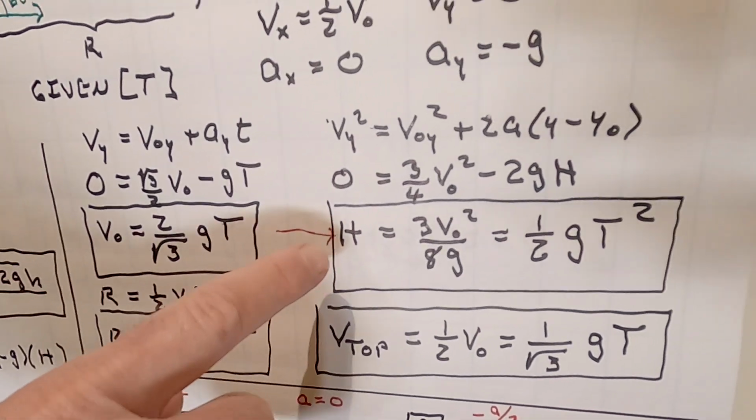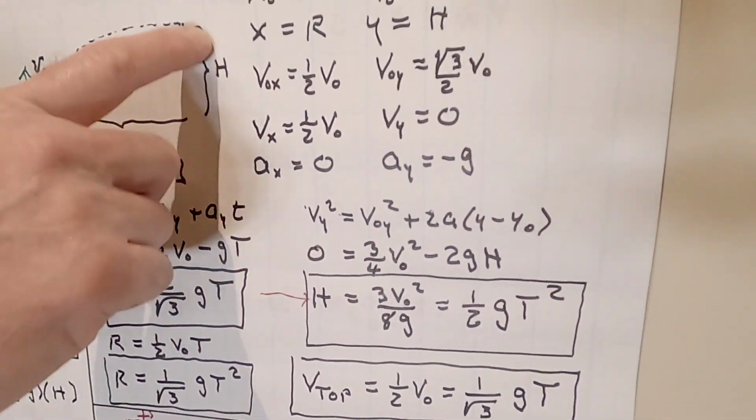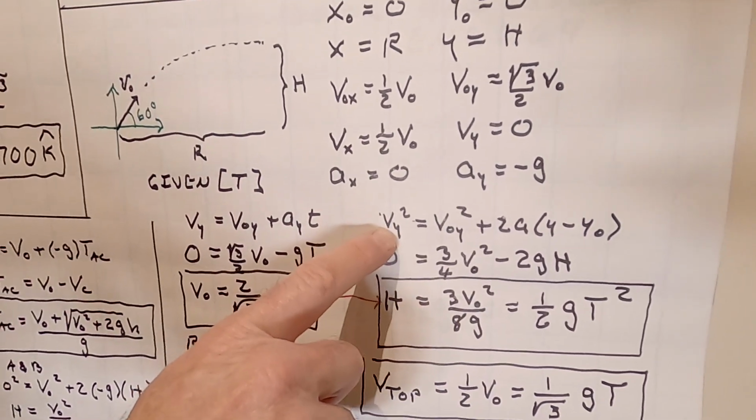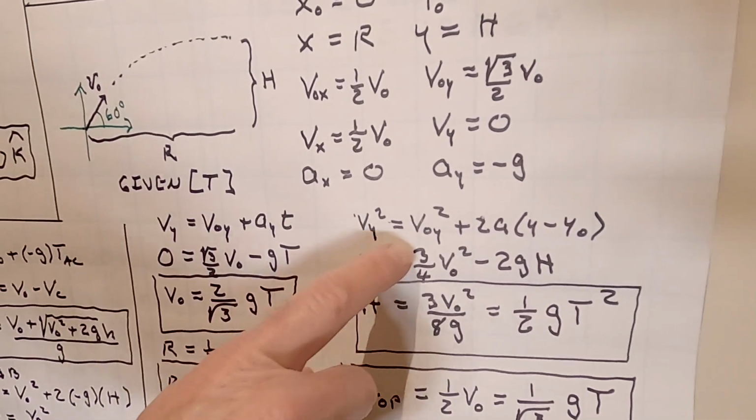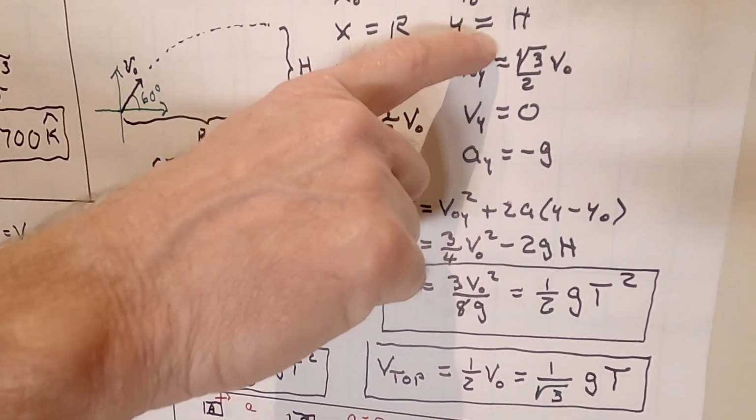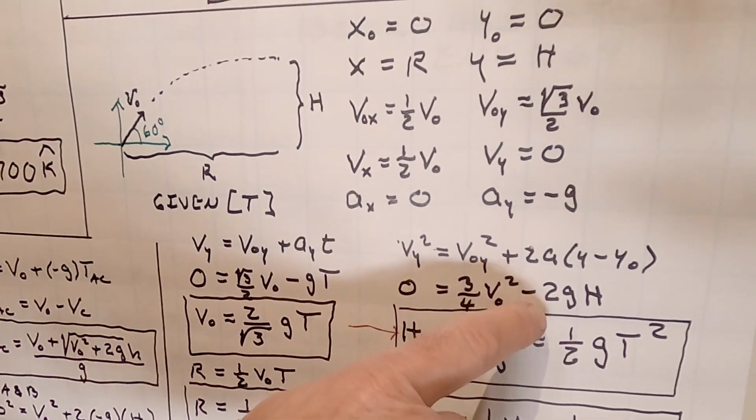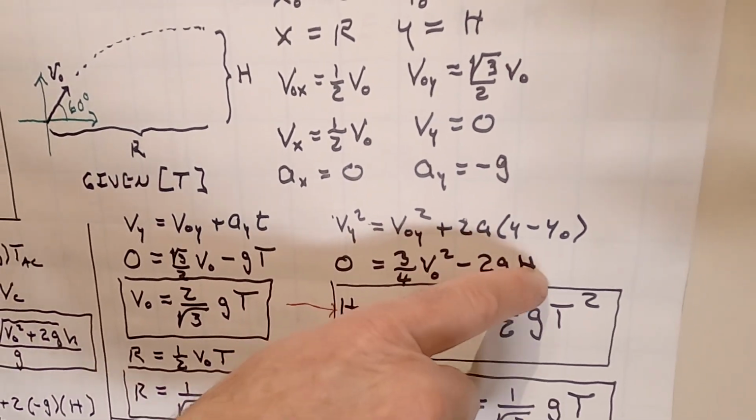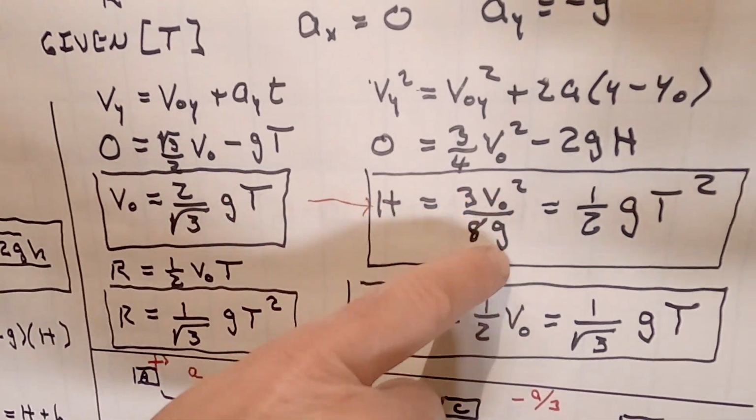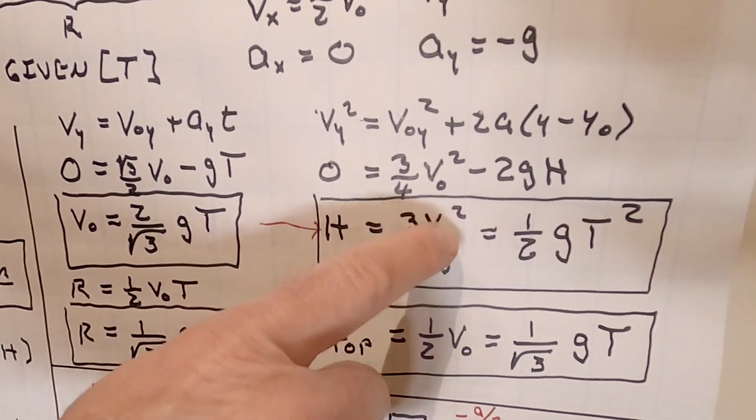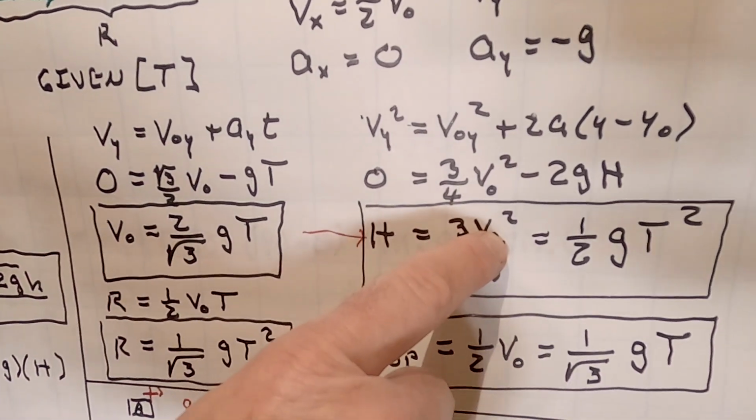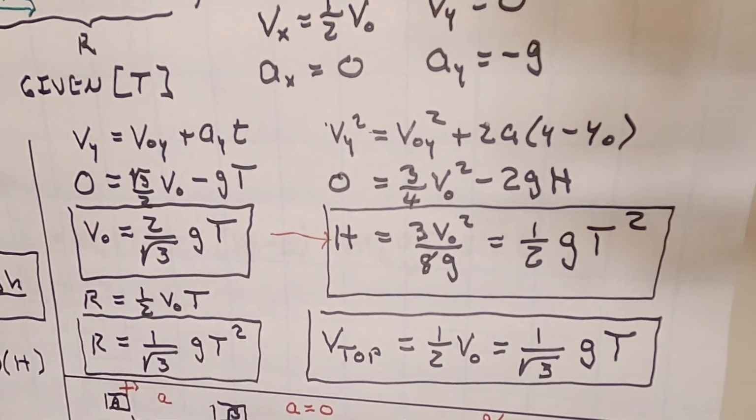Over here, we also wanted to find the height right here. We'll plug in this equation. We could have used another one, but we'll just plug in this. We know Vy is 0. We know V naught y squared, V naught y is this, it's 3/4 V naught squared, plus 2 times minus g, so that's minus 2gh. So we can solve for h: 3 V naught squared over 8g, and then plug in your V naught squared. Take that squared, plug it in there, and we get 1/2 gt squared.